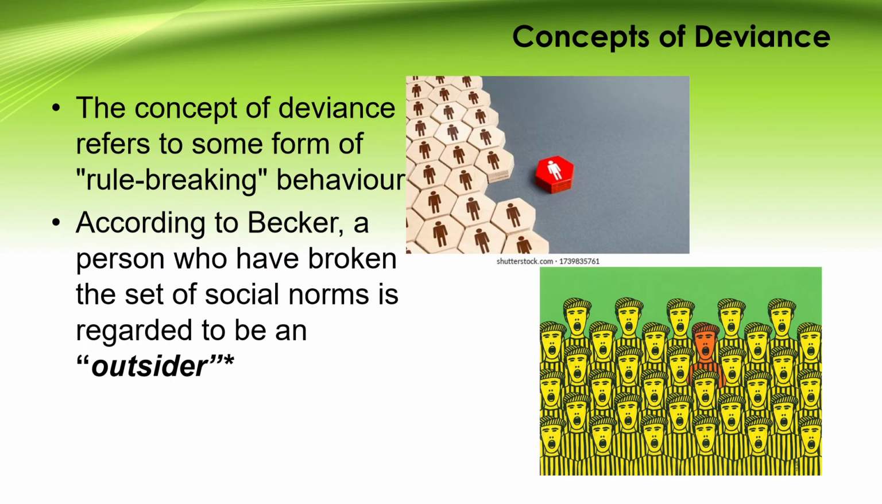So another concept of deviance is that it refers to some form of rule-breaking behavior. And according to Becker, these rule breakers are called outsiders. They are called outsiders in a sense that they are the only ones who are violating the rules of the society.